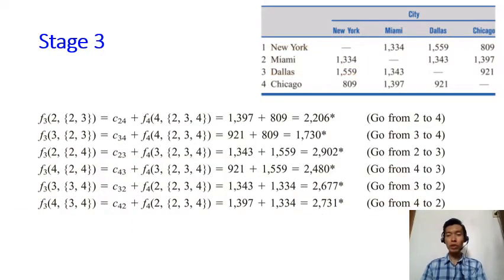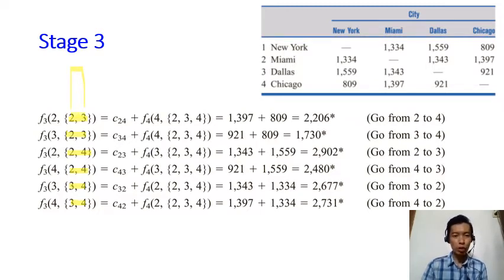So let's move one step back to stage 3. If at stage 4 we have completed all the cities that we need to visit, at stage 3 we have only visited 2 out of the 3 cities that we need to visit. So here we must list all the possible 2 cities that we have visited. Maybe we have visited Miami and Dallas, 2 and 3. Maybe we have visited Miami and Chicago, 2 and 4. Maybe we have visited Dallas and Chicago.